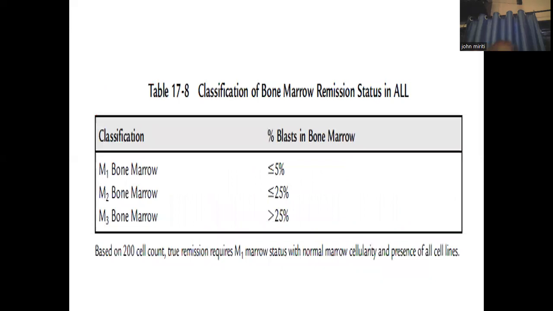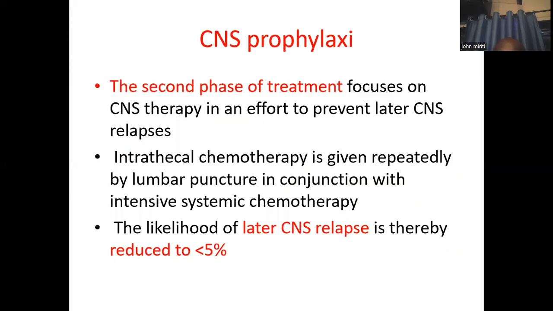So the classification of bone marrow remission status in acute lymphoid leukemia: M1 bone marrow is if the blasts are less than 5%, M2 is 5% to 25%, and M3 bone marrow is more than 25% blasts. That is the classification of bone marrow remission status in acute lymphoid leukemia.